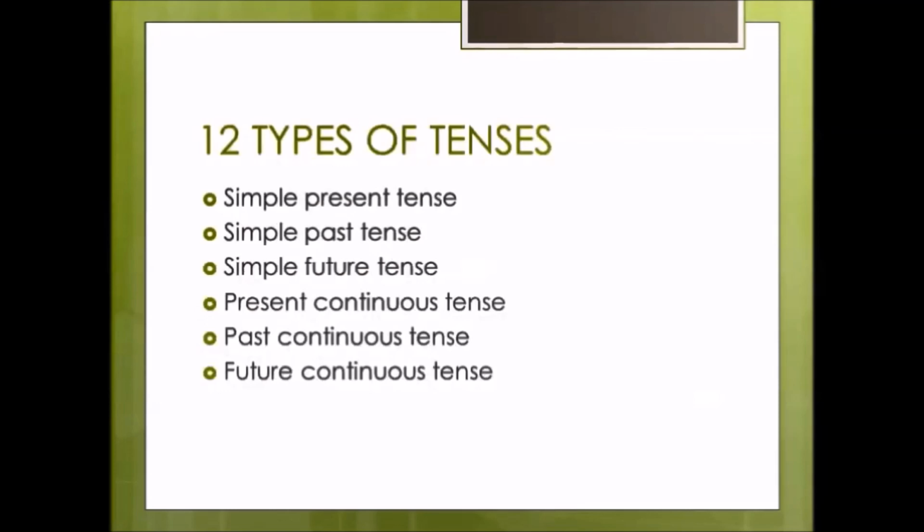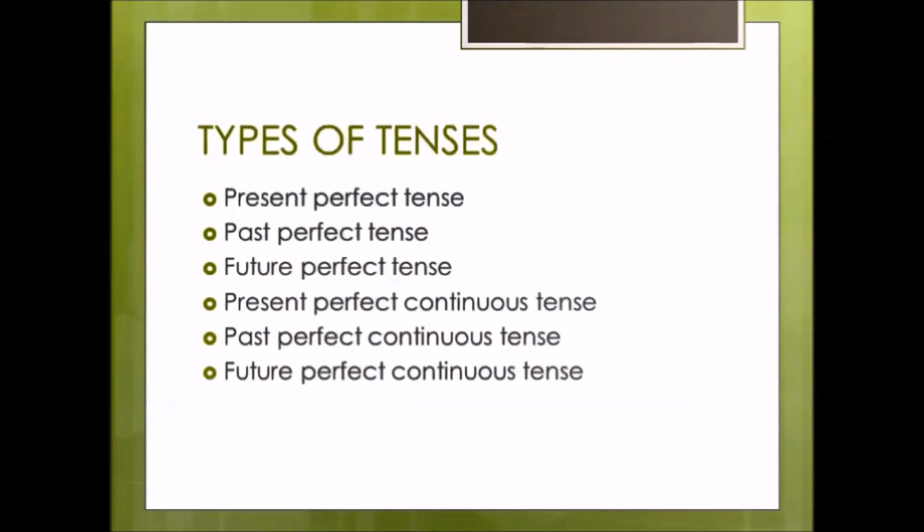By classifying the tenses on the basis of 4 aspects, we get 12 types of tenses in English, like simple present tense, simple past tense, simple future tense, present continuous tense, which is also known as present progressive tense, past continuous tense, future continuous tense, present perfect tense, past perfect tense, future perfect tense, present perfect continuous tense, past perfect continuous tense, and future perfect continuous tense.